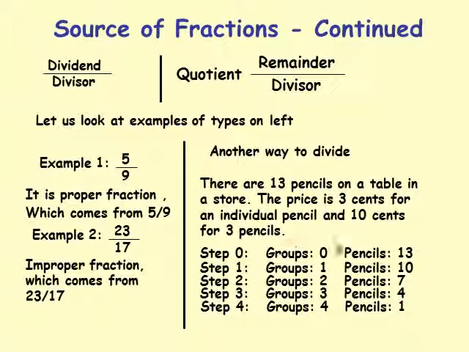If you look back here, when the quotient was 0, the remainder was 13. When the quotient was 1, the remainder was 10. When the quotient was 2, the remainder was 7. When the quotient was 3, the remainder is 4. These are all intermediate remainders. And the quotient is 4, the remainder is 1. This is the final answer. The final quotient is 4, and the final remainder is 1.